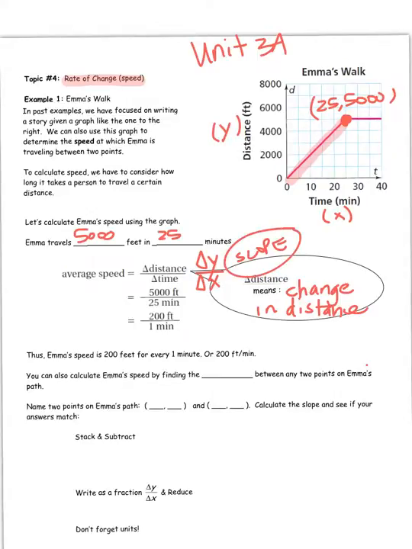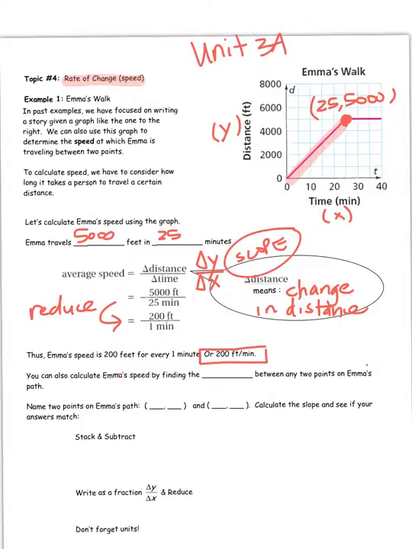So how much Emma traveled between where she started to where she ended is 5,000 feet. The amount of time it took from where she started to where she ended was 25 minutes. This last step right here, how we went from 5,000 over 25 to 200 over 1, is we reduced this fraction. I know those are big numbers, but 5,000 over 25 is really 200 over 1 as a reduced fraction. So Emma's speed is 200 feet every 1 minute, and this is our final answer, 200 feet per minute.